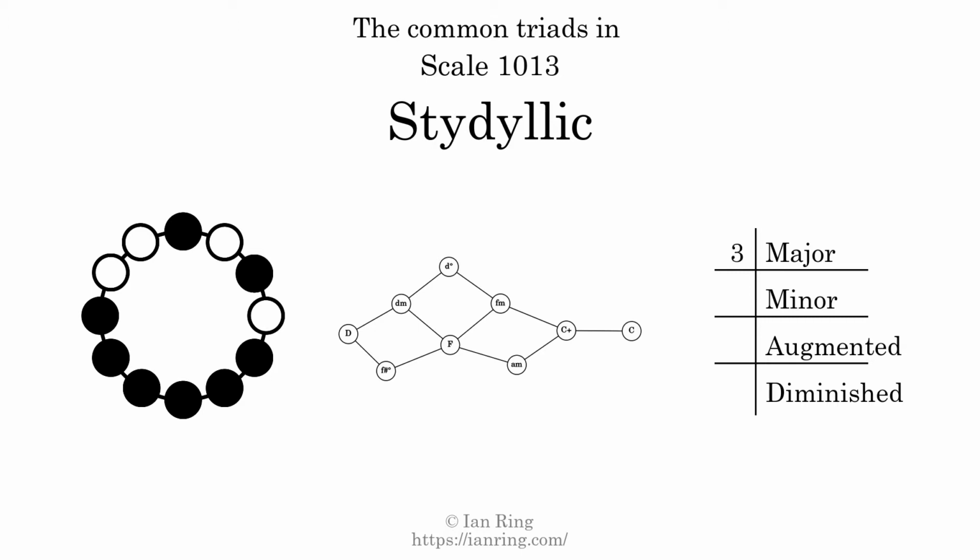There are 3 major triads. There are 3 minor triads. There is 1 augmented triad. There are 2 diminished triads. Here is a Hamiltonian path of parsimonious voice leading that uses all the triads.